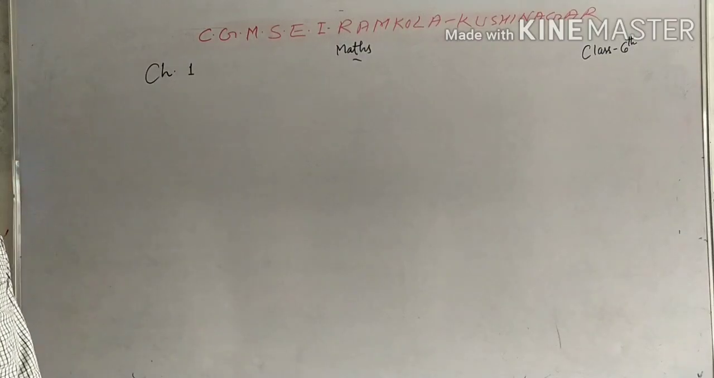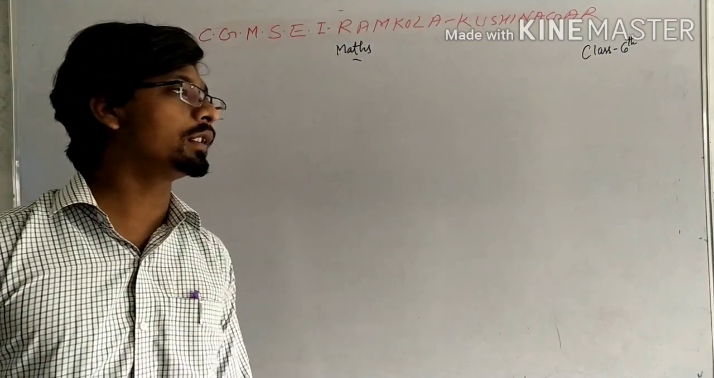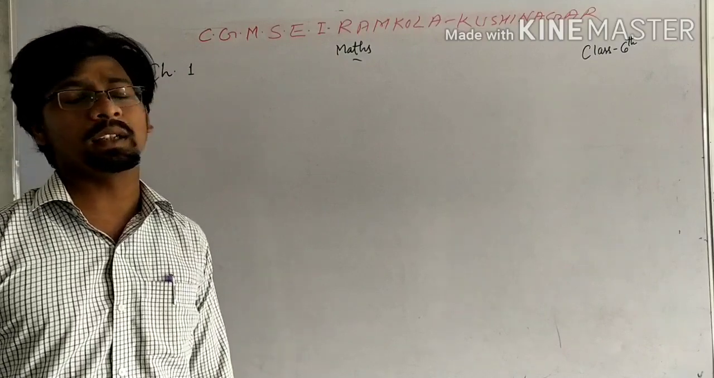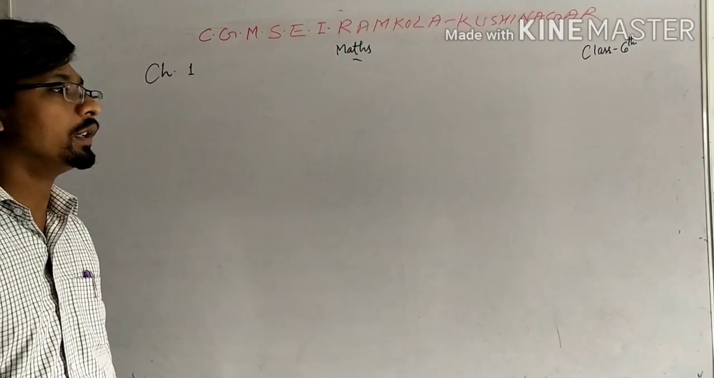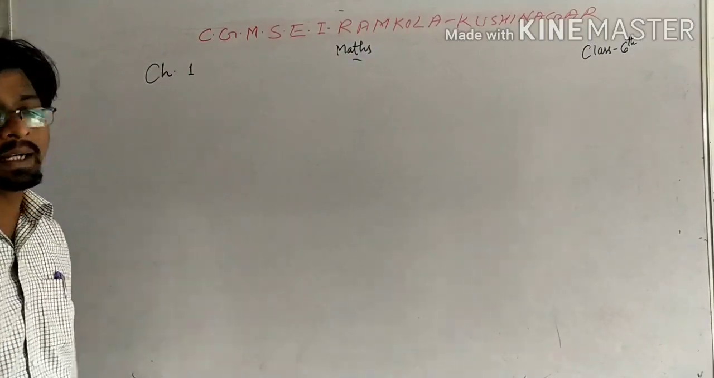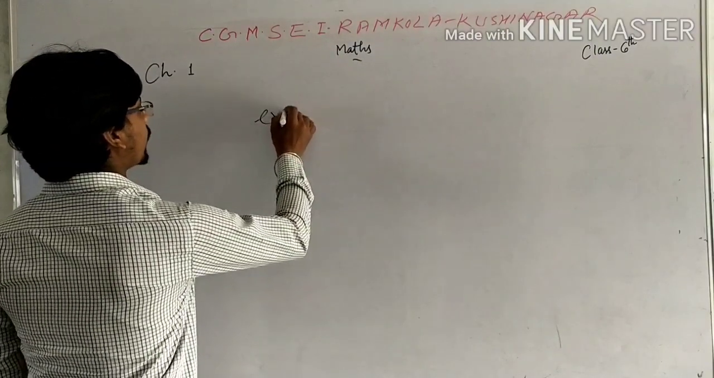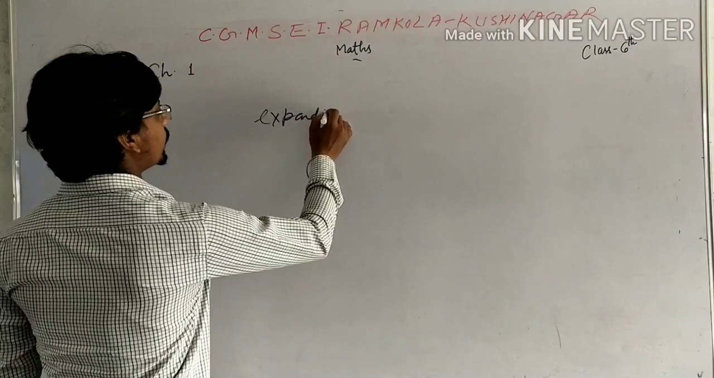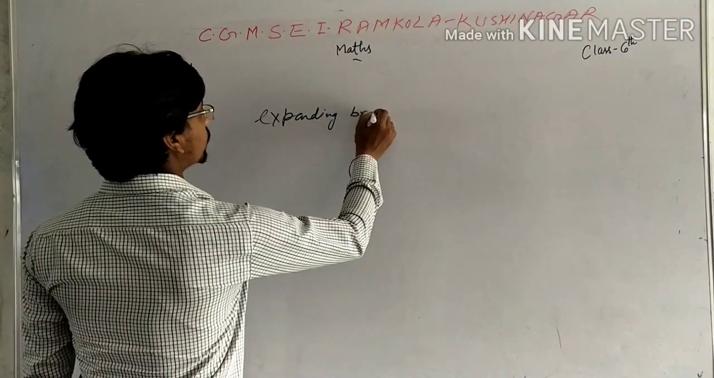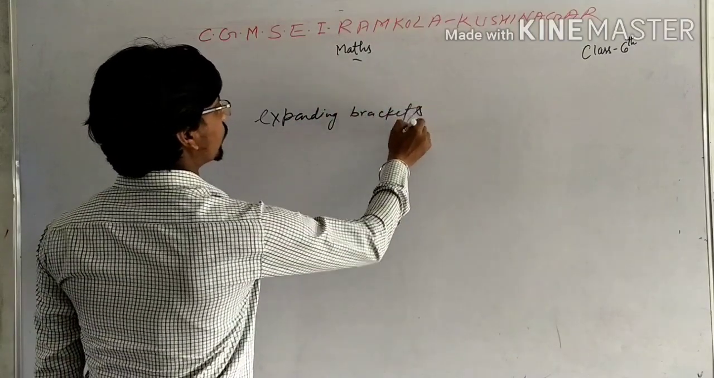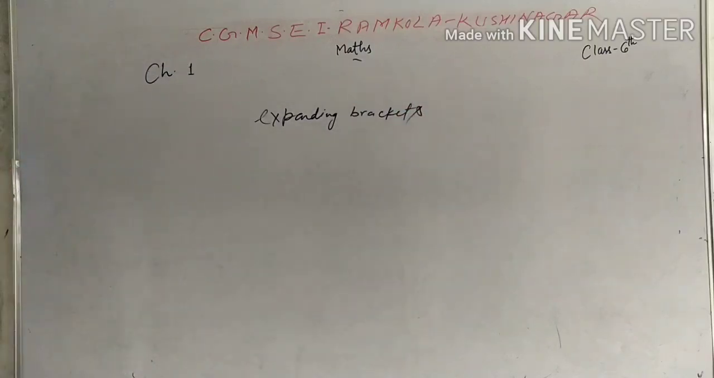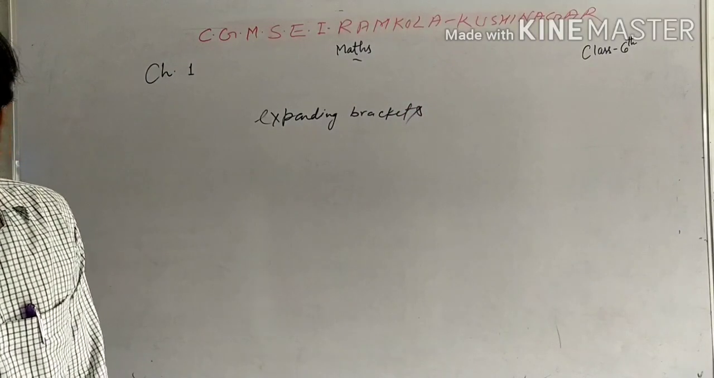Friends, yesterday we discussed rounding to the nearest ten, hundred, thousand, and crore, and today we discuss expanding brackets. Expanding brackets. Okay?